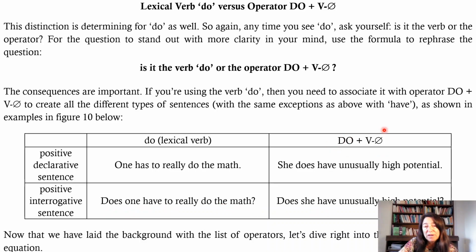And if do plus V0 is what we have, then that's what we use to create the question, the interrogative sentence. So, she does have unusually high potential. And the question, so here we can see we have do plus V0. And so that's the operator we use to create the question. Does she have unusually high potential? Okay, so make sure you master the difference between the cases in which have and do are verbs or operators. And then I guess that's it.